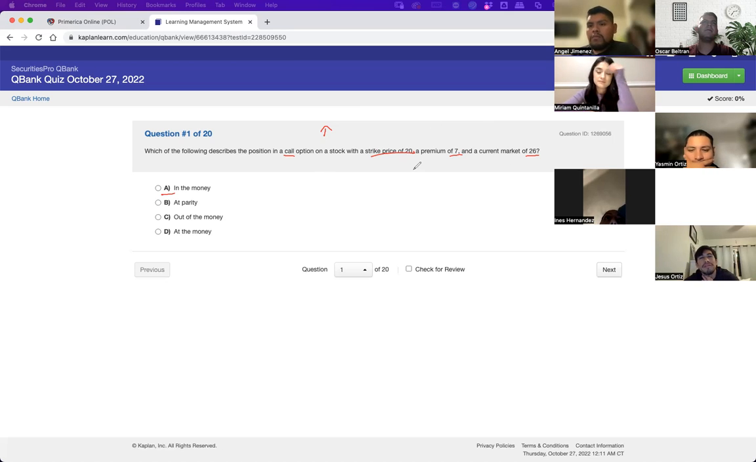Now we have 26 minus 20, which is the intrinsic value, so right now the intrinsic value is 6. Then the premium is 7, which does not equal 6, so there's no parity. So B is wrong. It's not C either, it's in the money. And B is wrong because if it were at the money, the market price would be 20. So it should be A. Easy, right?